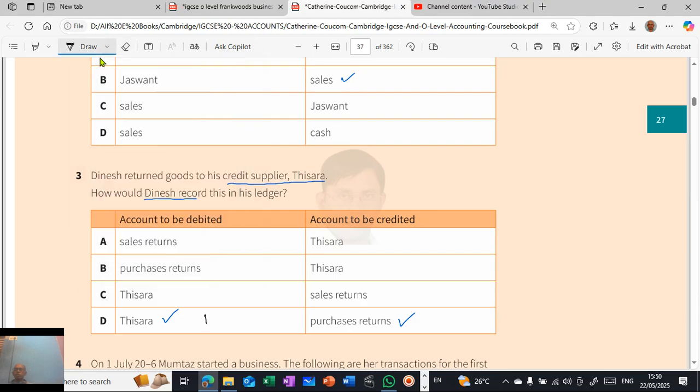Thisara is what? Is he receiving or giving? Thisara is receiving. When Dinesh is giving the goods away, Thisara is receiving. So purchase returns is what? Purchase returns is the opposite of purchases. Purchase is always a debit, so purchase returns is always a credit. So this is how you have to remember and attempt the correct answer.